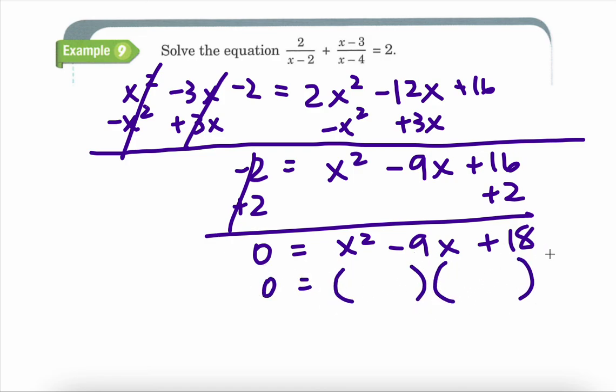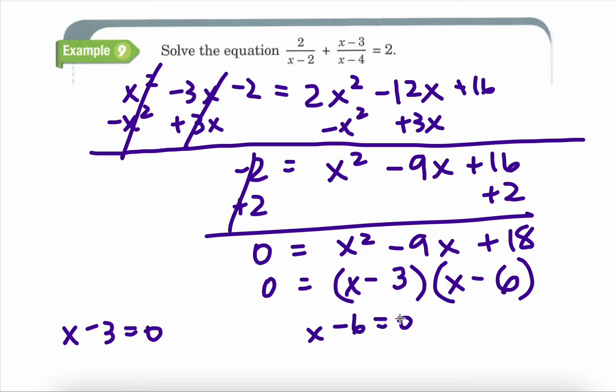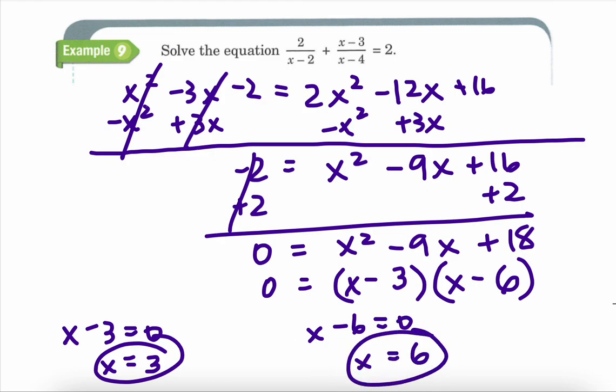Okay, so then I have to factor. I'm looking for two numbers that multiply to get to 18, but will add or subtract to get to a negative 9. I'm guessing they both have to be negative so that they can add to a negative 9, but multiply to get to a positive number. So let's see, 6 and 3, negative. Negative 3 times negative 6 is positive 18, but they add to negative 9. So I'm going to set them each equal to 0. So it's going to end up being the reverse. It's going to be positive. X is 3, positive 3, and x is positive 6. Those are my answers.